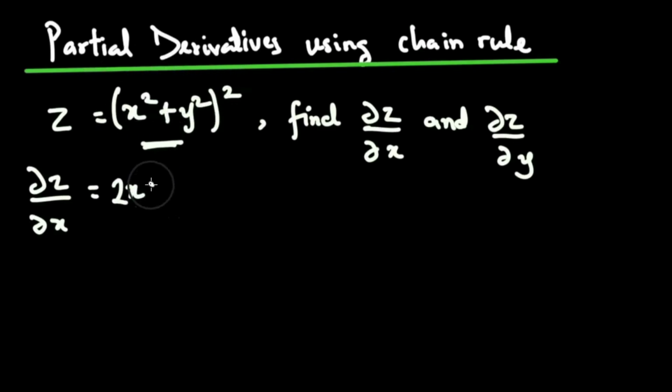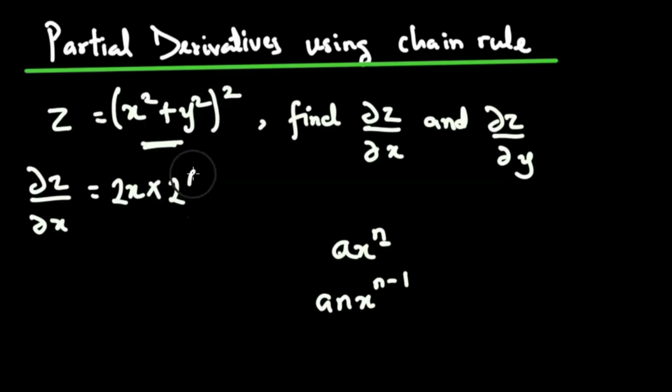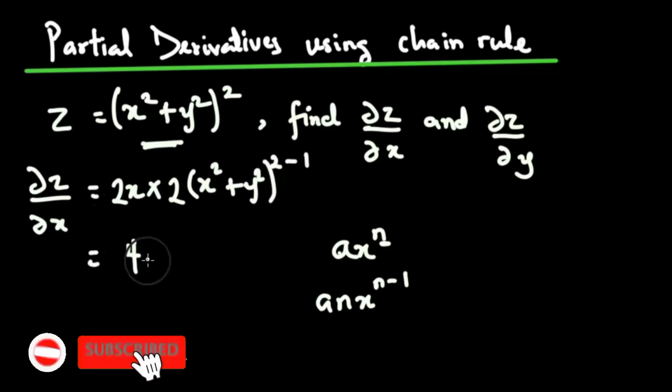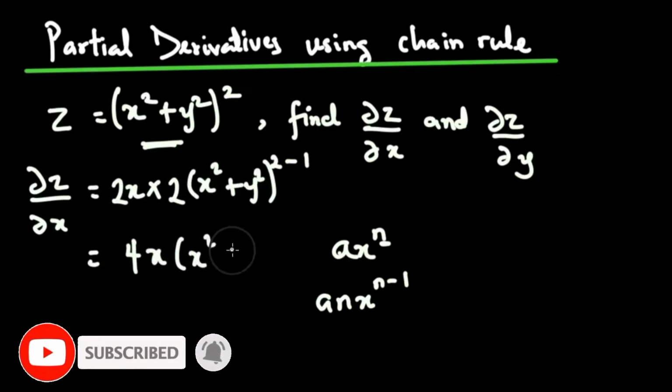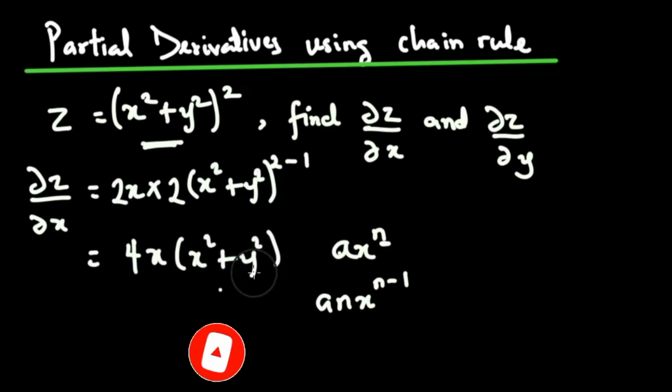In order for us to differentiate the entire function, we remember that whenever we have ax raised to the power n, to differentiate this, we multiply the power by the coefficient and subtract 1 from the power. That is exactly what we're going to do here. The coefficient is 1, so multiply the power by the coefficient, that becomes 2, and then you have x squared plus y squared, and subtract 1 from the power, 2 minus 1. So this becomes 4x into (x squared plus y squared), and that is it.